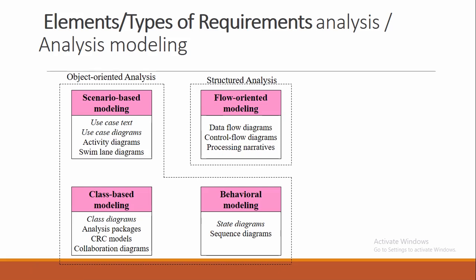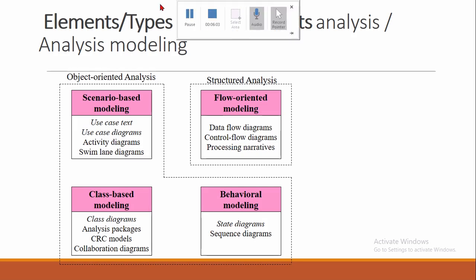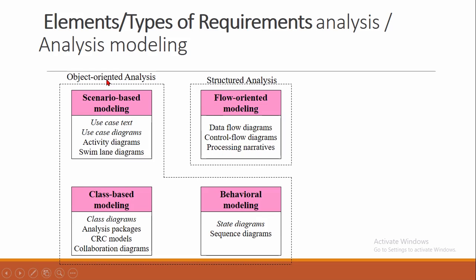So there are two major approaches in analysis model. The first approach is object oriented analysis and the second one is structured analysis. Structured analysis focuses on the functions and data flows. It uses DFD, data flow diagrams, and is suitable for traditional procedural systems, whereas object oriented modeling focuses on object classes and relationships. It uses UML diagrams and is widely used in modern software development. So in today's software industry, object oriented analysis is more commonly used.